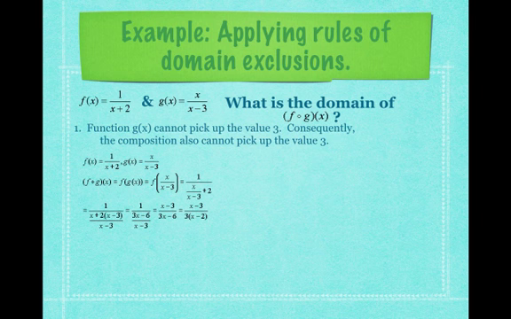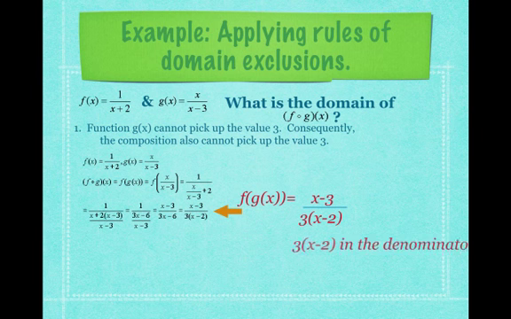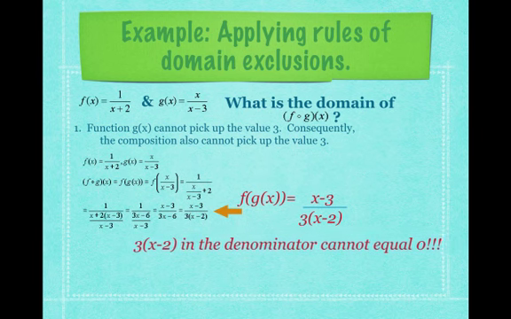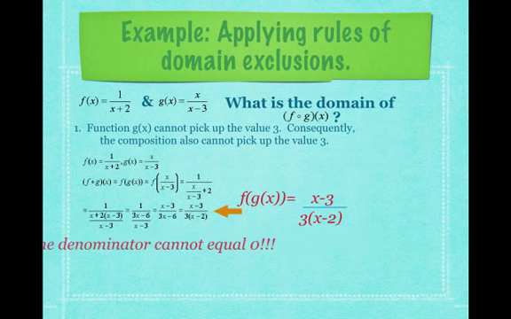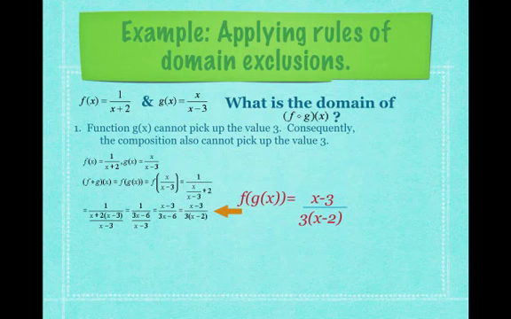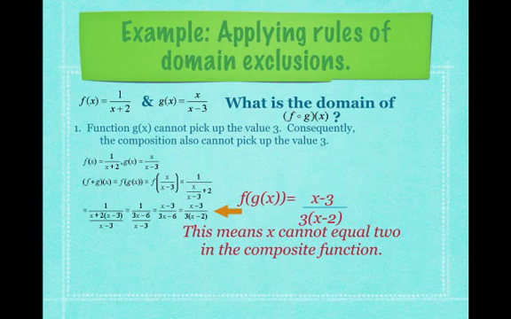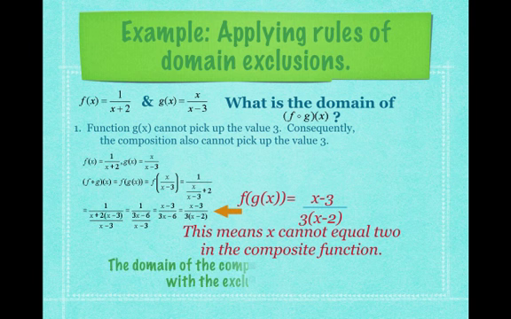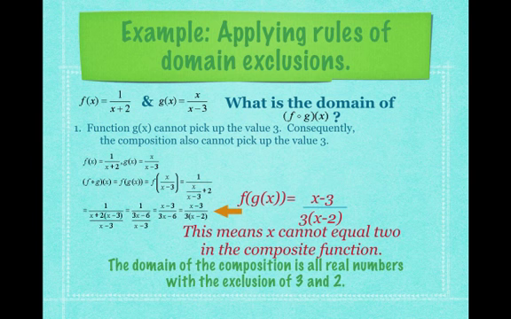So right here is an example of how it would be written out. (f ∘ g)(x) equals (x - 3) over 3(x - 2). The 3 times (x - 2) is in the denominator. This means x cannot equal 2 in the composition function. The domain of the composition is all real numbers with the exclusion of 3 and 2.